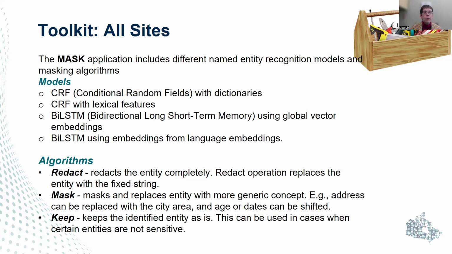And so the AI models could redact the information, which replaces it with some sort of fixed string. It could replace it with a more generic concept. For example, an address could be replaced with a city area, and ages or dates could be shifted. Or in some cases, if the information is not sensitive, so we talked about eponyms, for example, the identified entity would be kept as is. So these are the decisions that need to be made with the masking algorithm.